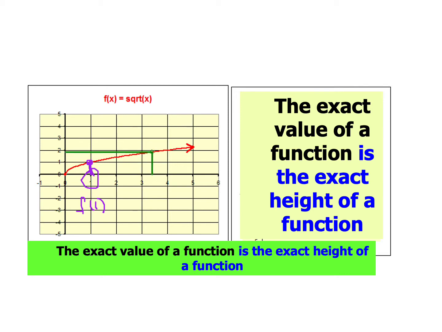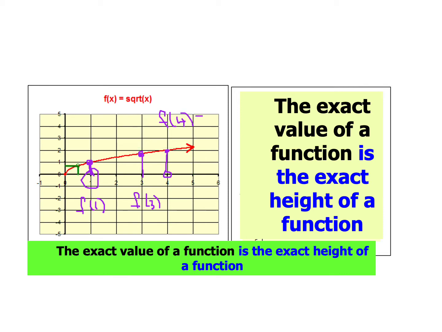If I take, for example, 3, what's f of 3? What's the exact height of 3? In this case, I search for the exact height of 3. It is a little bit less than 2. So f of 3 is less than 2. If I take 4, what is the exact height of 4, so f of 4 is exactly what? 2. So f of 4 is exactly 2.